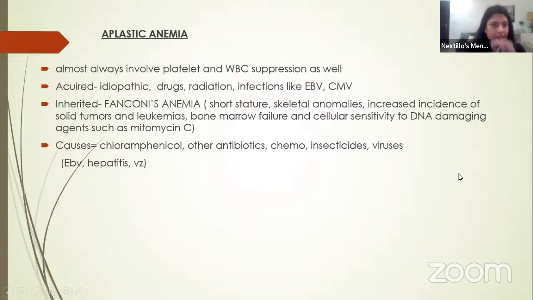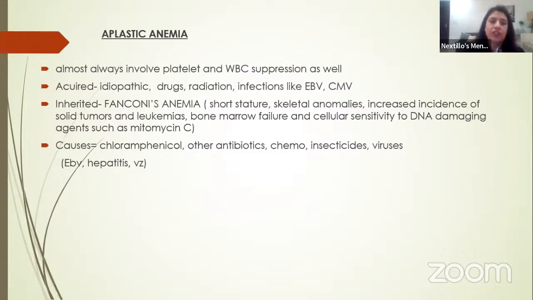Okay, then we have aplastic anemia. Aplastic is generally due to bone marrow suppression. So when a bone marrow is suppressed, it will almost always involve platelets and WBCs as well. Then it can be acquired, anything that is causing the bone marrow suppression from outside, which can be due to drugs, due to radiation, or due to infections like Epstein-Barr virus or cytomegalovirus. It can also be inherited in the form of Fanconi's anemia.